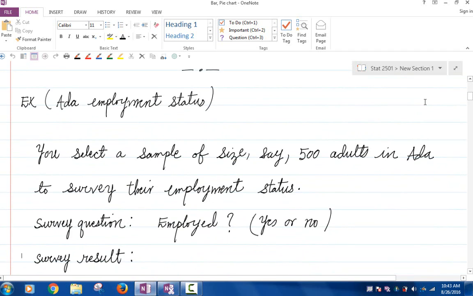Another example, ADA, employment status. So you select a sample of size, say, 500 adults in ADA to survey their employment status. The survey question will be, let's just say, are you employed? And the answer will be yes or no. Let's just keep things simple.